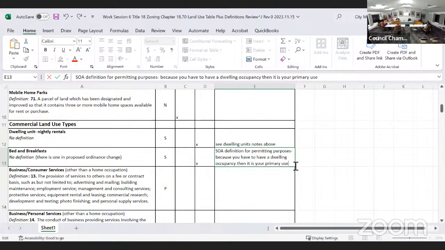I can send it to because I can't just send it to her, so I'll send it to Heidi. But it's all part of the permitting for bed and breakfast in the state of Alaska. But yeah, I will make a note to send that definition.